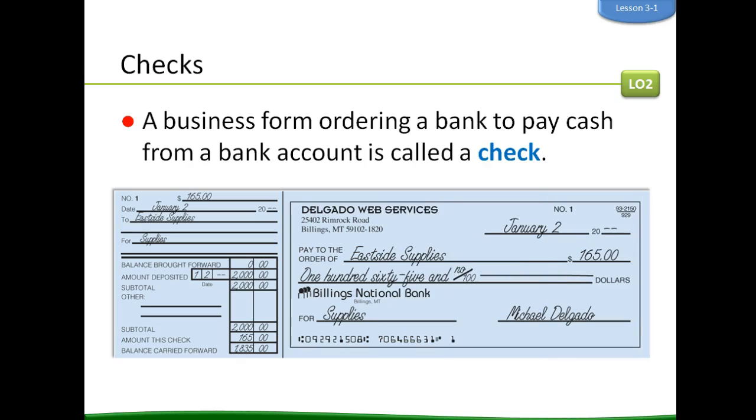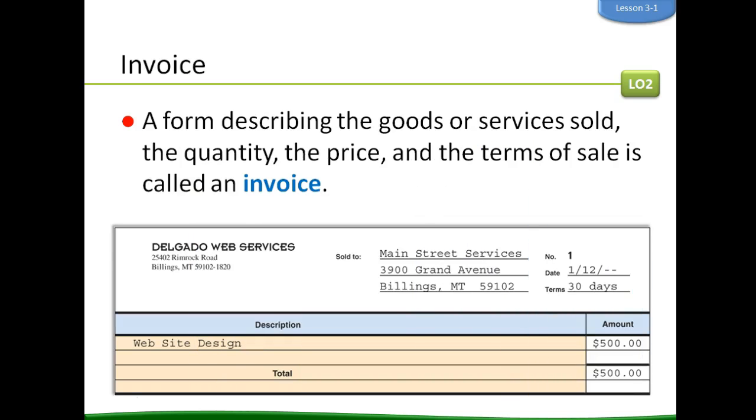The business form that orders a bank to pay cash out of the bank account is called a check. That should make a lot of sense to us. We don't pay all of our things using cash. Sometimes we use a check. And so we just want to be comfortable, hey, a check is what orders the bank to pay. The form that describes goods and services that have been sold, things like quantity, price, other terms of the sale, these are an invoice. And whenever services are purchased or sold, an invoice is generated.